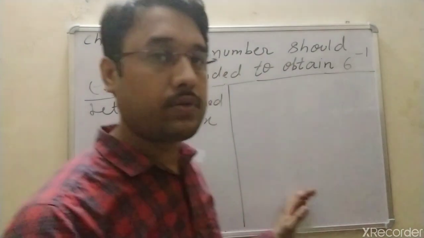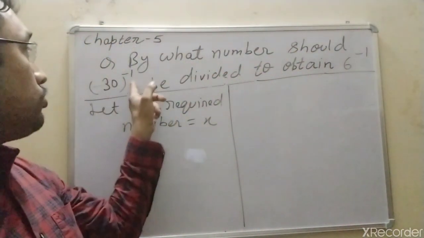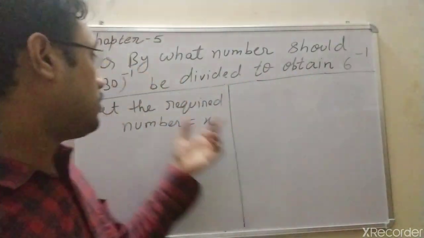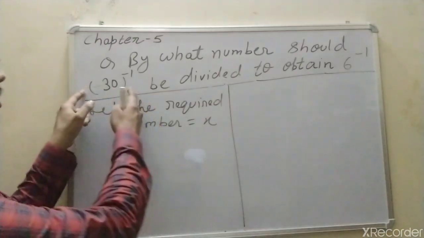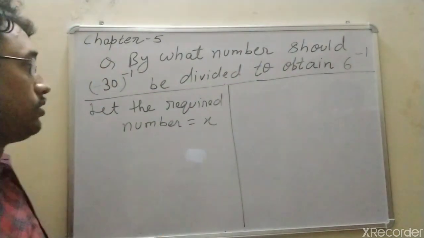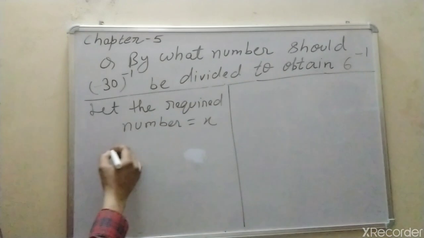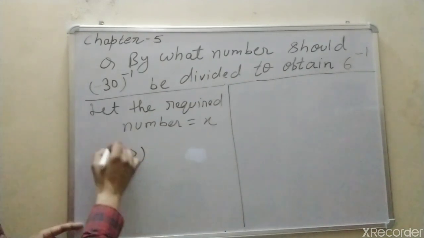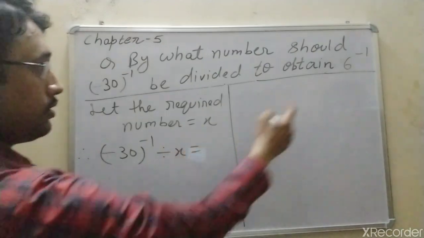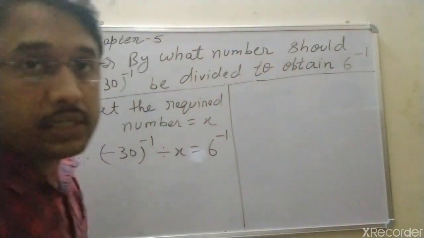Now the next question, students: by what number should minus 30 to the power minus 1 be divided to obtain 6 to the power minus 1? This means by any number you have to divide minus 30 to the power minus 1 so that the quotient will be 6 to the power minus 1. First, let the required number be x. According to the question, minus 30 to the power minus 1 divided by x gives the quotient 6 to the power minus 1. The division result we call the quotient.